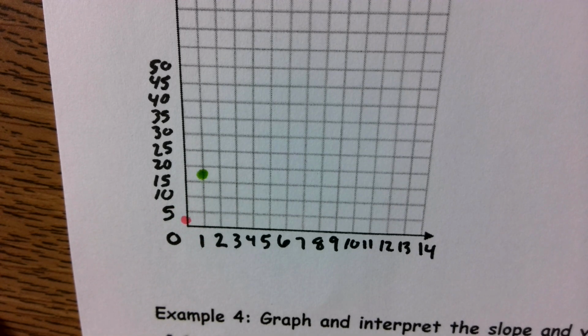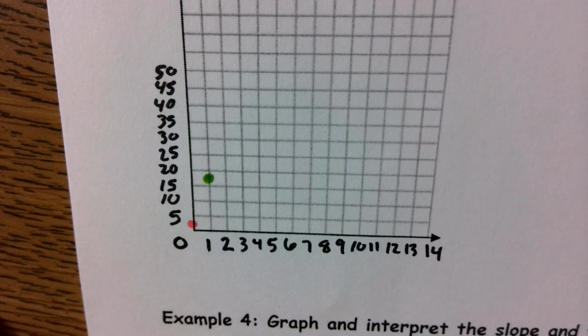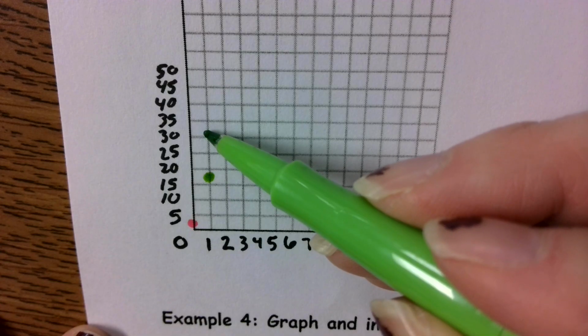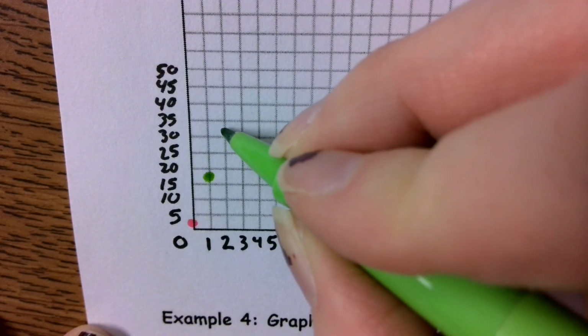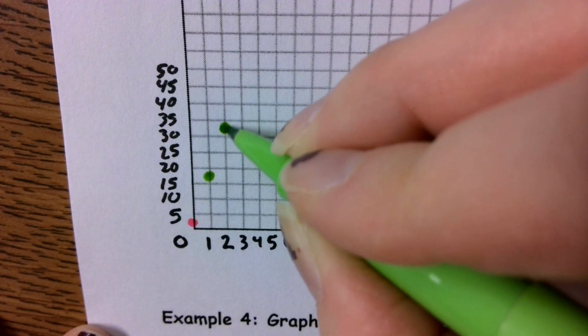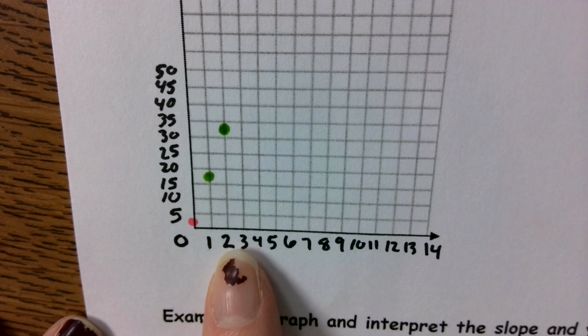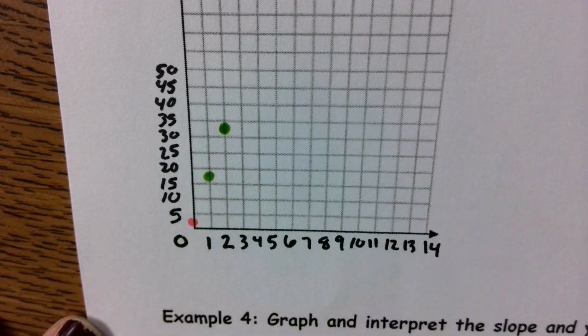Okay? And then the same thing, I'm going to plot again. I'm going to go up another 15 units. So 5, 10, 15, and then to the right 1. That's going to take me to 32.5 for the y. And then, of course, 2 for the x. So we're just plotting these points as we go.